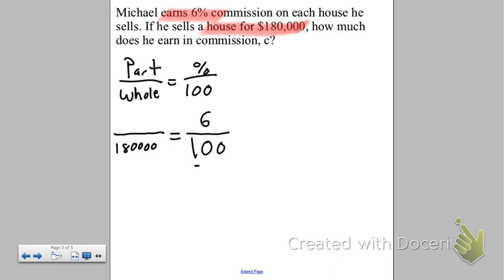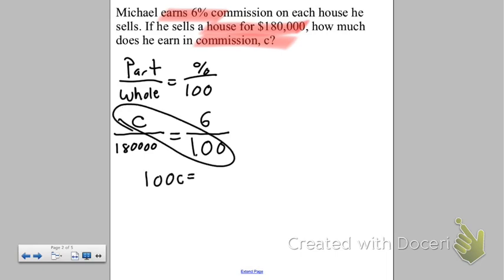So the part would be C. We're not going to use X because they tell us the commission is C. So it's the same process that we just did. Cross multiply. 100C equals 180,000 times 6 is equal to 108 and 4 zeros. So 1,080,000. So now I'm going to divide by 100.